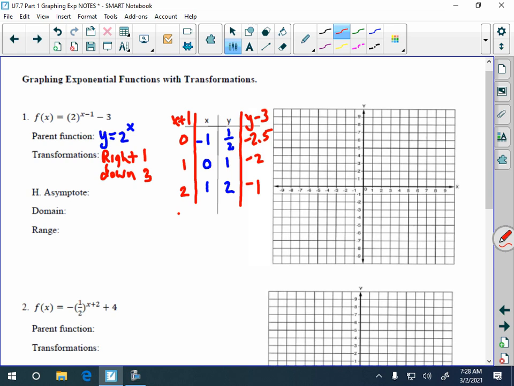So let's go ahead and plot those points. 0, negative 2.5. Let's go down a little. 1, negative 2. 2, negative 1.